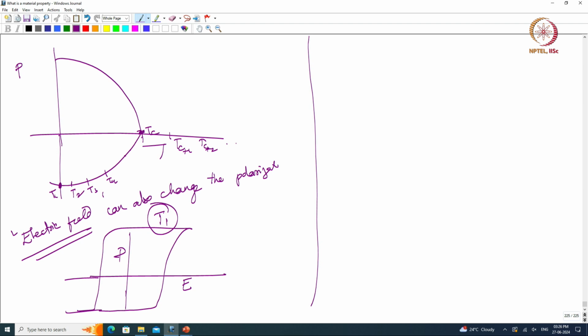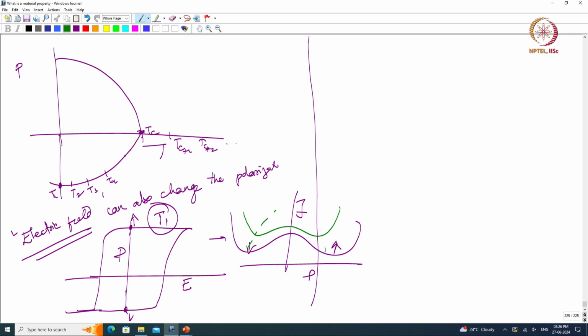So this is T1. I have the up state and the down state. In my Landau potential, these are the down state and the up state, where the Landau potential is F versus P. I am doing all sorts of possible combinations. In the Landau potential this is down, this is up. Now, I change the temperature. If I change the temperature in the Landau potential, what happens? The wells keep going closer and closer like this.